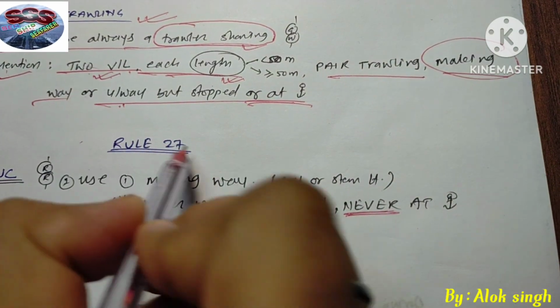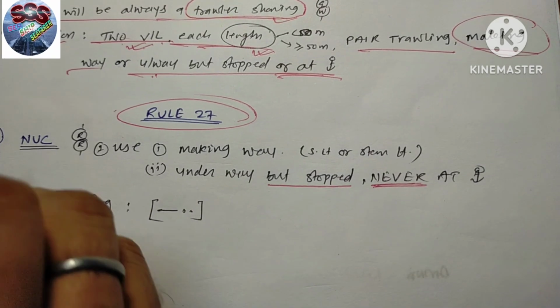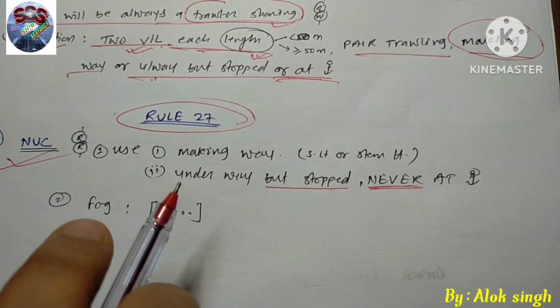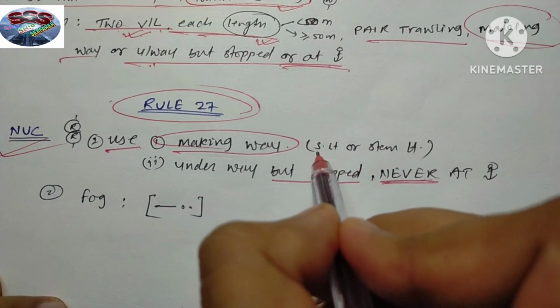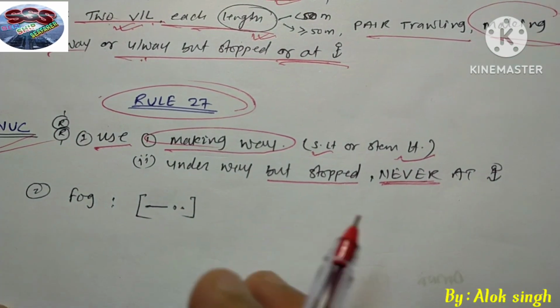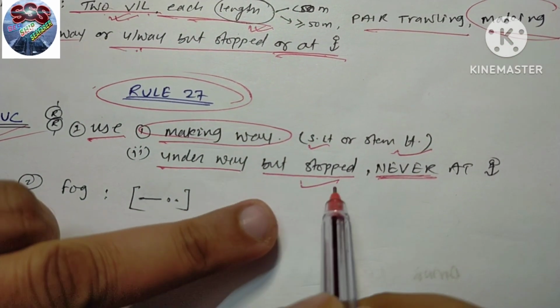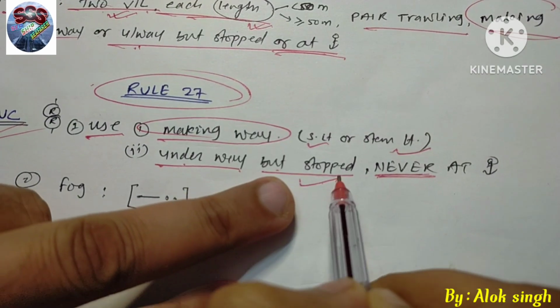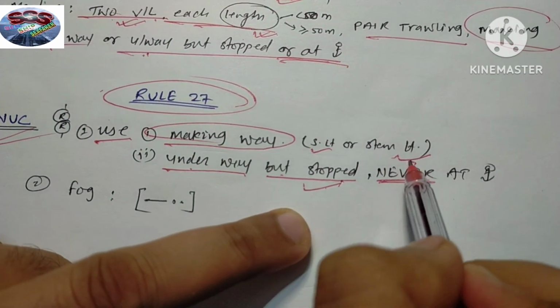So this is about the fishing vessel, and this was more critical because there was no separate anchor light for that vessel. Now we come to rule number 27: not under command and restricted in ability to maneuver. For not under command there is nothing much. Only one thing has to be highlighted: use making way, similar to those vessels, when side light and stern light are visible, and underway when stopped. Here the vessel is underway but stopped, not like the fishing vessel where you say stopped or at anchor.